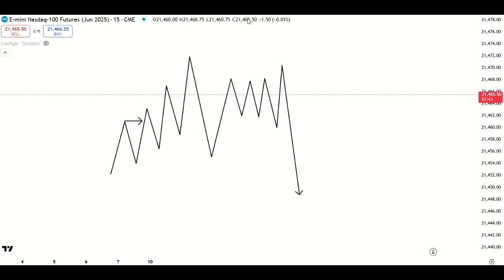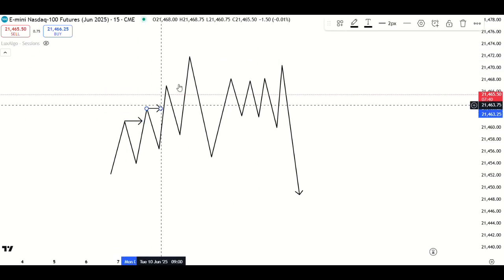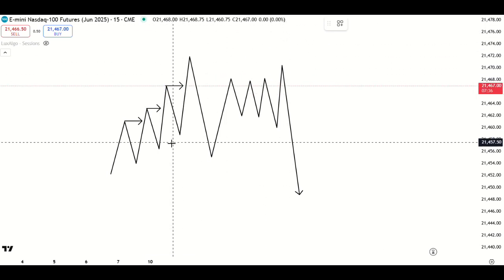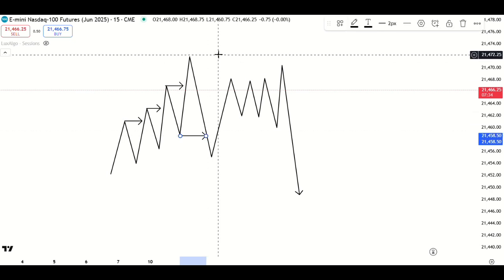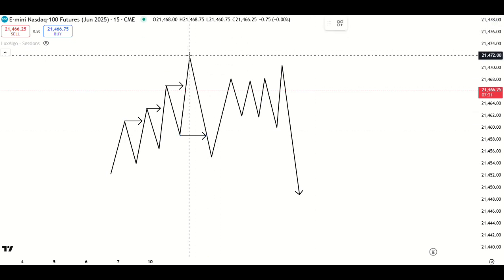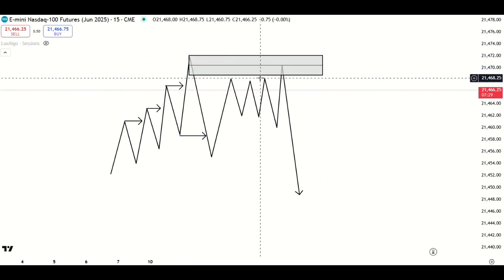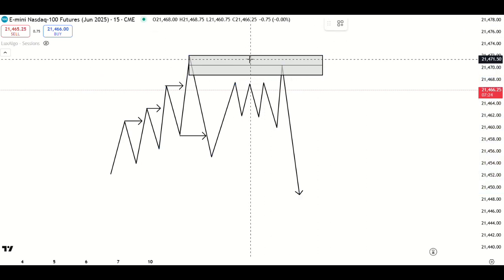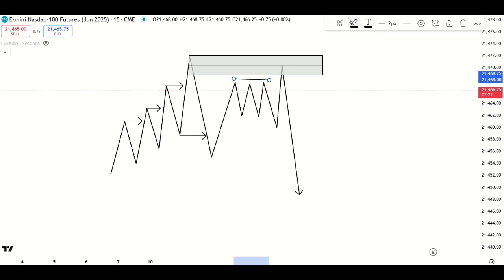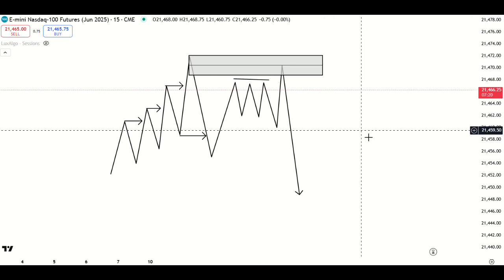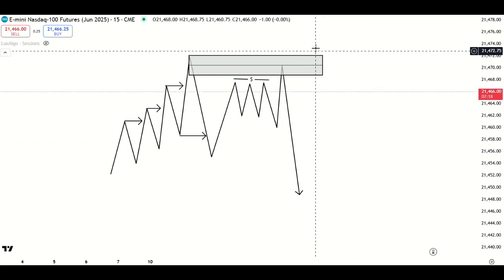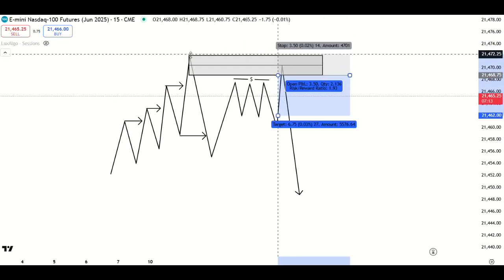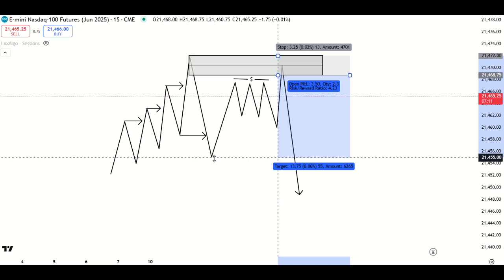Break of structure, break of structure, break of structure, market structure shift, order block right here at the high. All this consolidation is our liquidity that we're waiting to be taken out. So it taps into our order block. We have our limits right here on the order block, and we just target these lows.